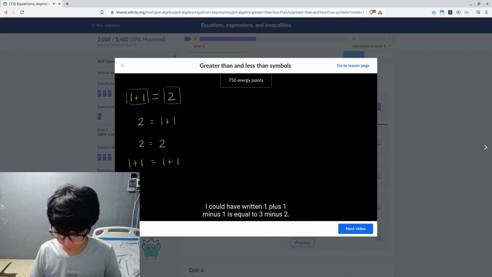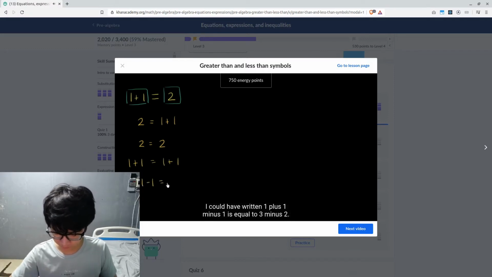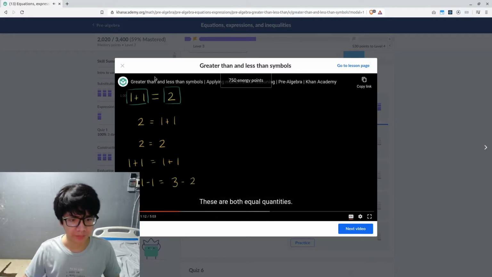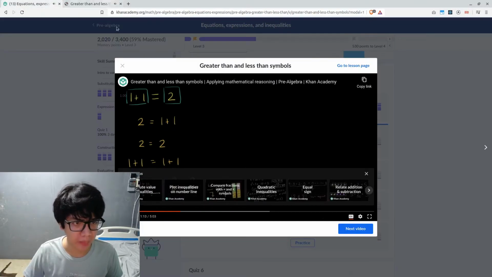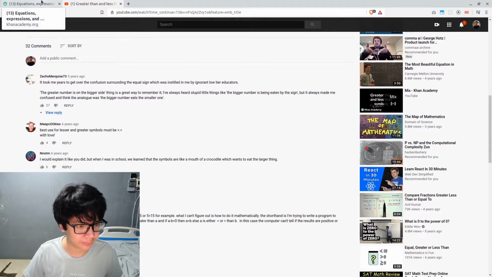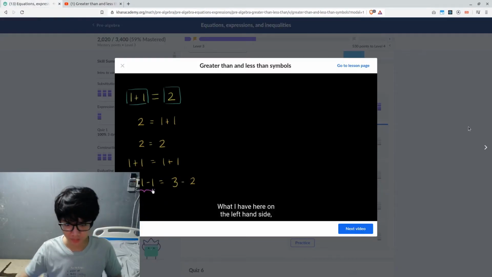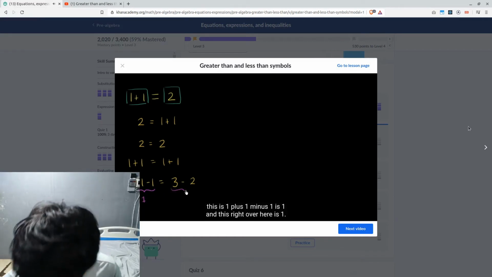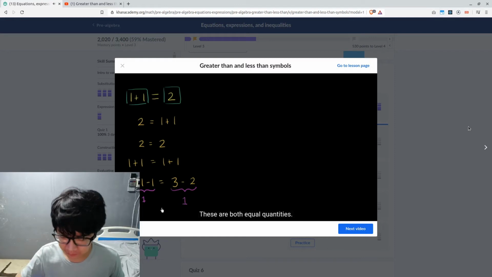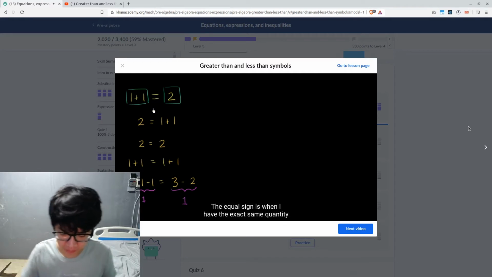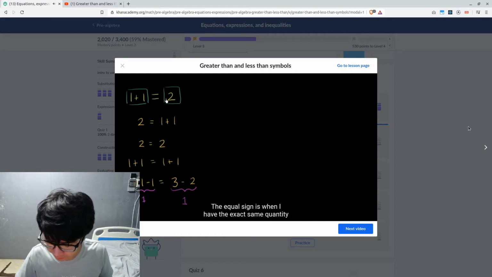I could have written 1 plus 1 minus 1 is equal to 3 minus 2. These are both equal quantities. What I have here on the left-hand side, 1 plus 1 minus 1, is 1. And this right over here is 1. These are both equal quantities. Now, I will introduce you to other ways of comparing numbers. The equal sign is when I have the exact same quantity on both sides.